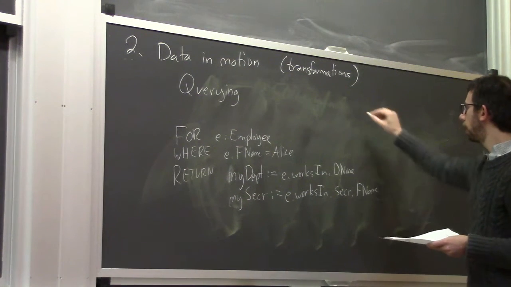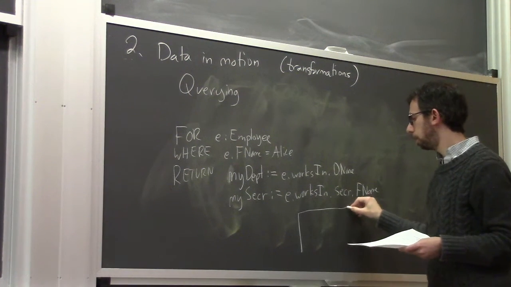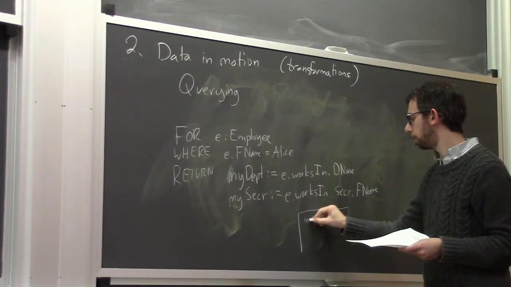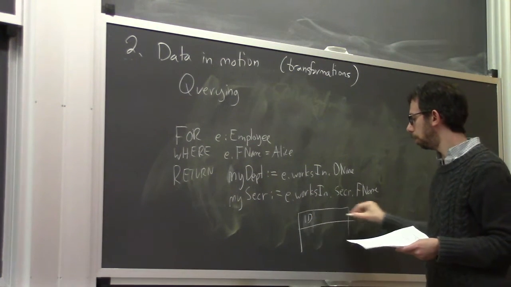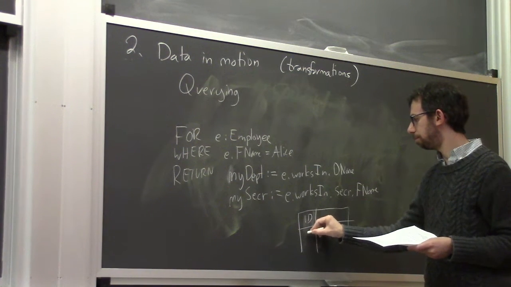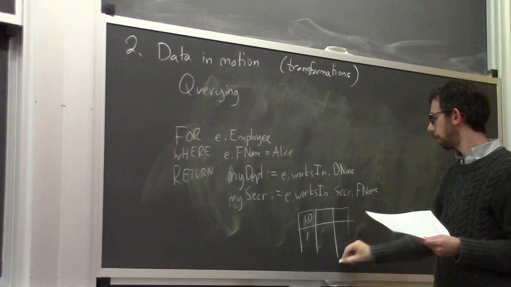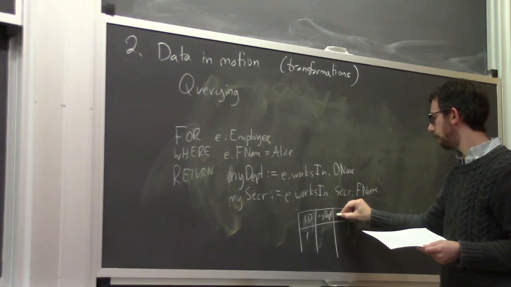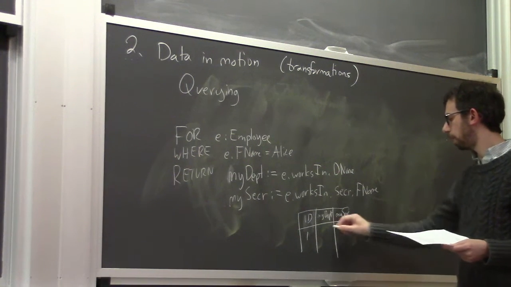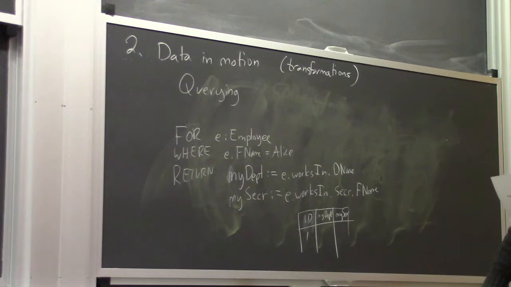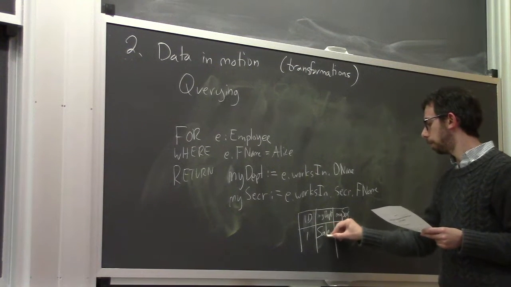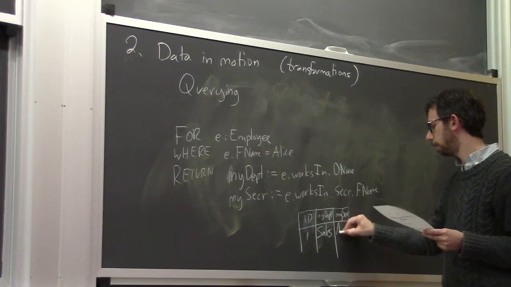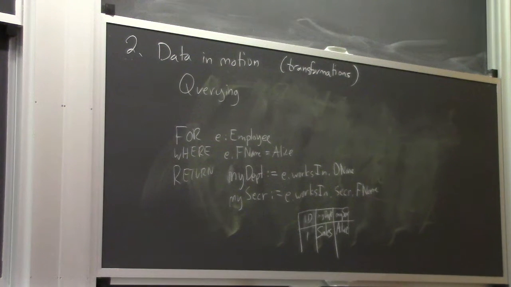So this would return a table whose results are my dept. So it'll have like one row, and it'll say, sorry, I'm kind of off script here. ID, my dept, and my sec. And my dept is called, what's her dept? Sales. And her secretary is herself. Okay, any questions about this?